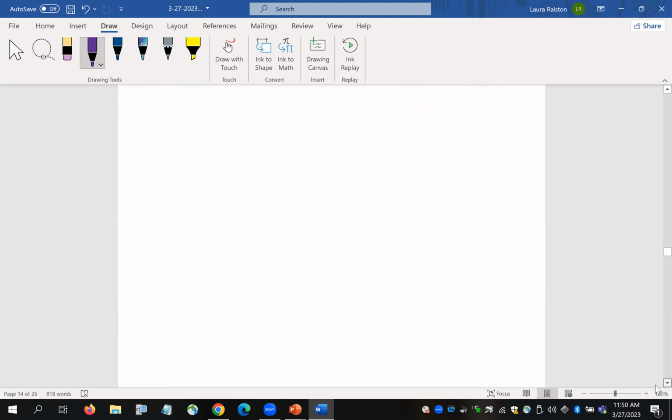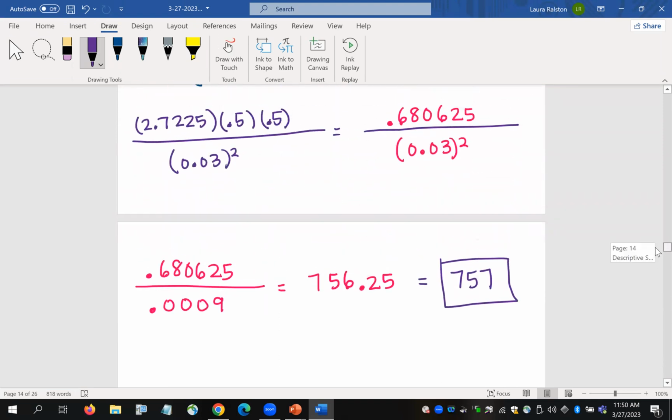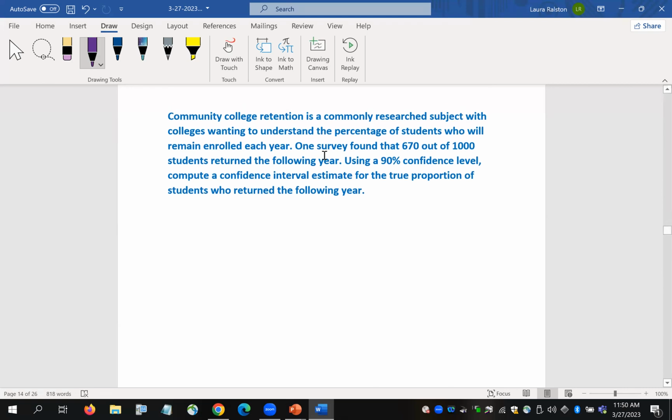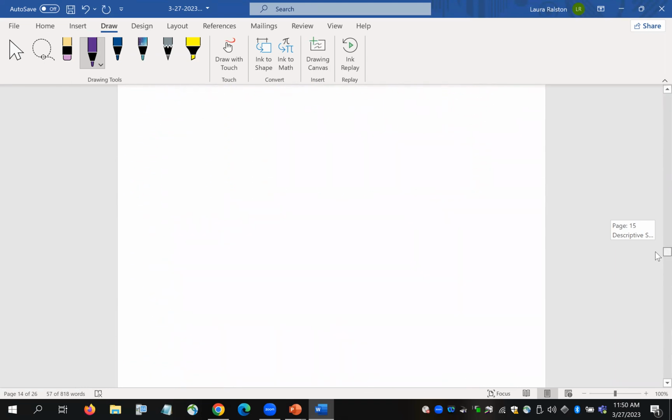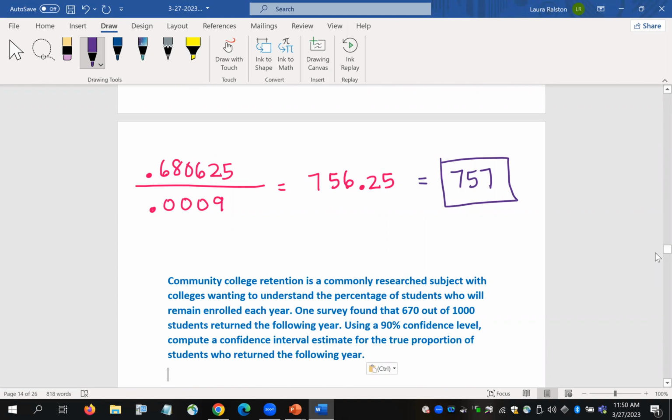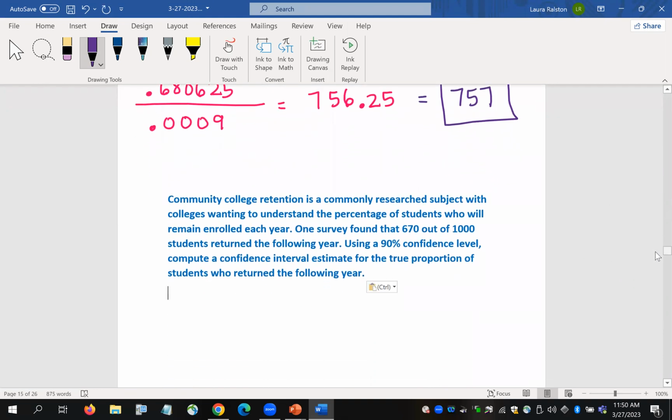Now, I only had one example of that, but let's see if I can create another one, because that one tends to be a little bit trickier. Okay, so let's go over here. I'm going to use this example, and let's say it wants us to compute using a 90%.